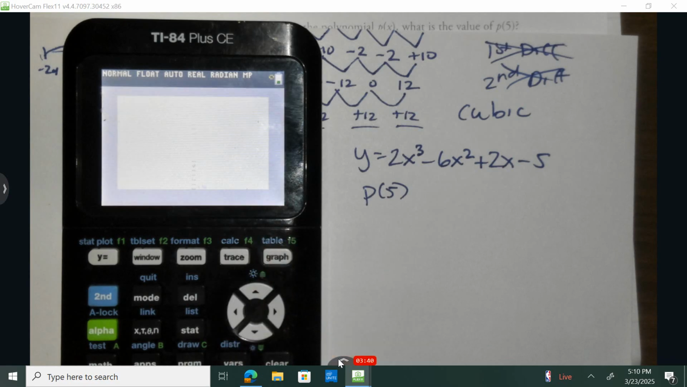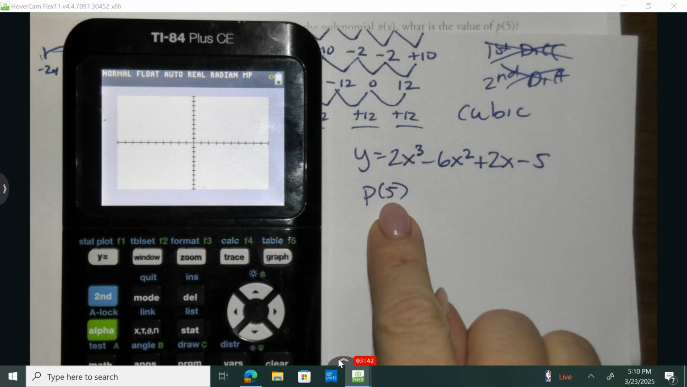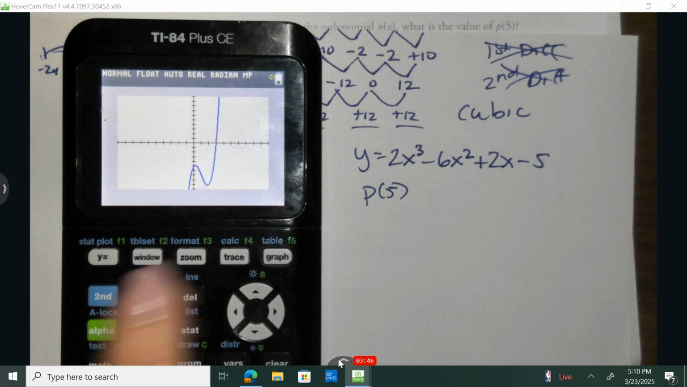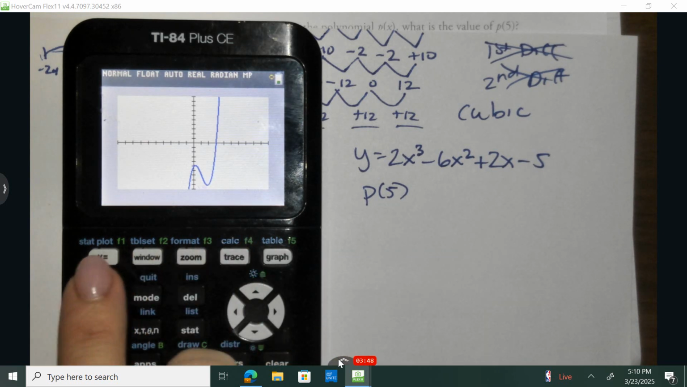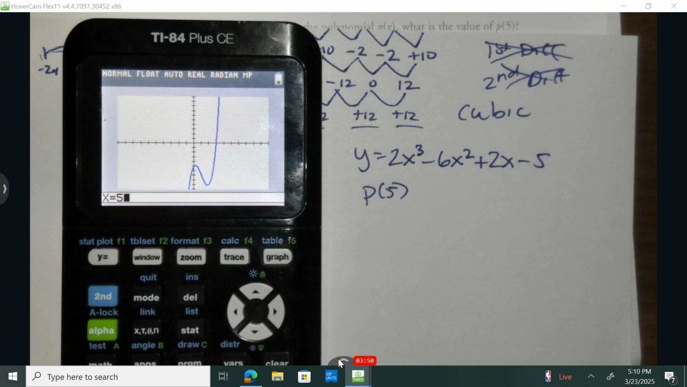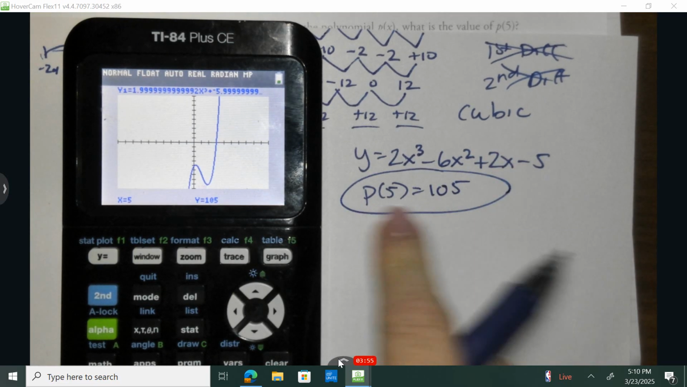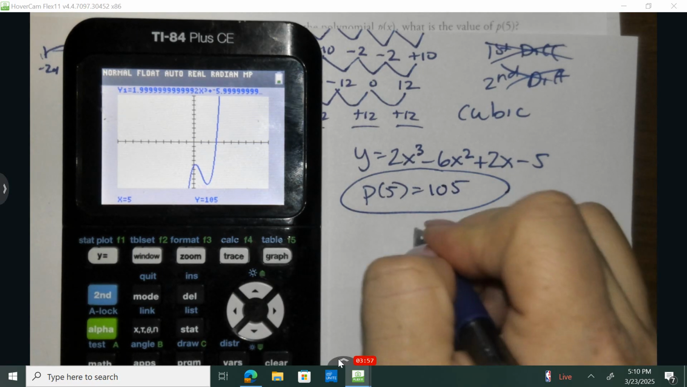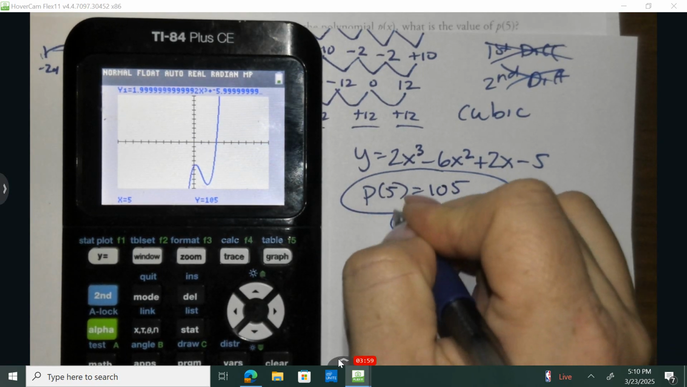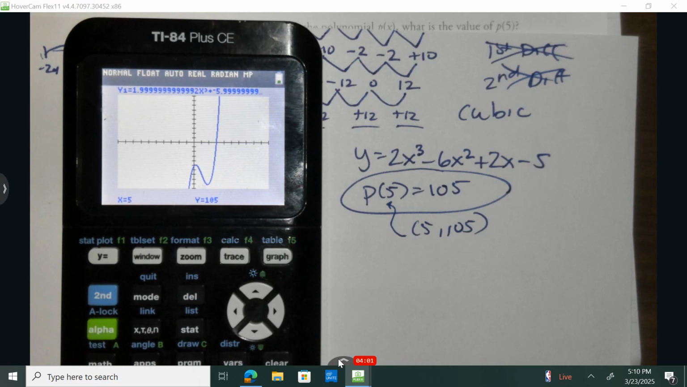Now when we look at this graph, we want to know when x is 5, what is the corresponding y value. It's graphing it right now. Here we go. Second, trace, do this again, second, trace, find the value when x is 5, and the y value is 105. You do also want to write it in this form. This would also be equivalent, but this is really what we're looking for, especially when you see how the question is asked.